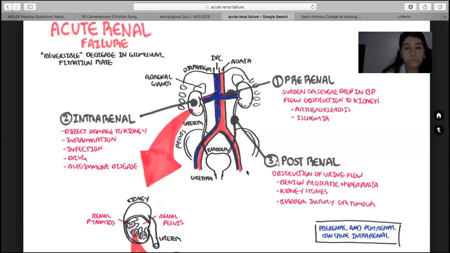It regulates our body fluid levels, osmolarity. It balances our electrolytes, fluid and electrolytes. We have acid-base balance. It also balances out our blood pressure as well.